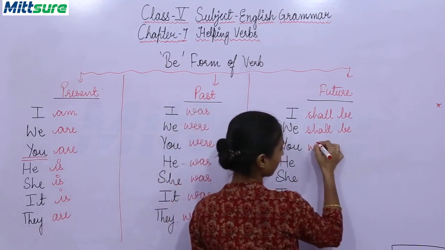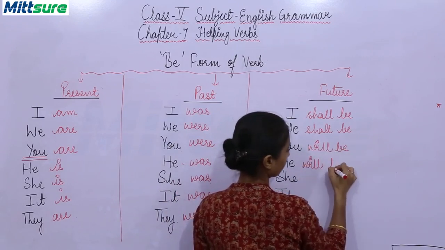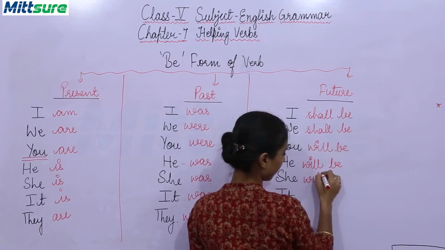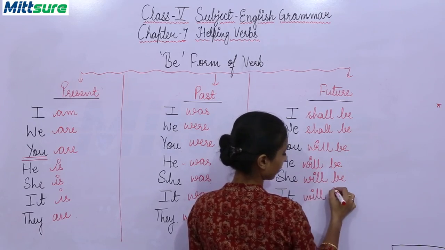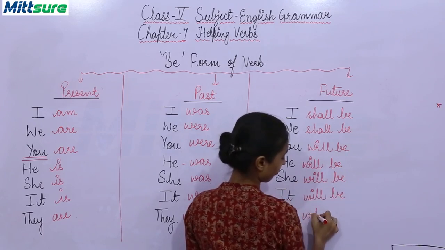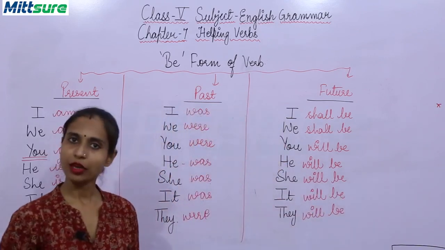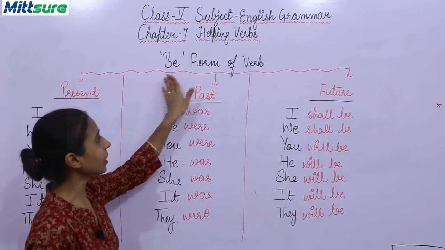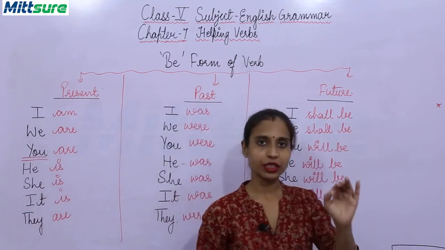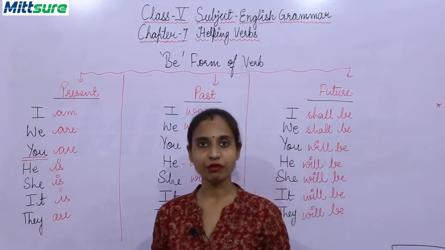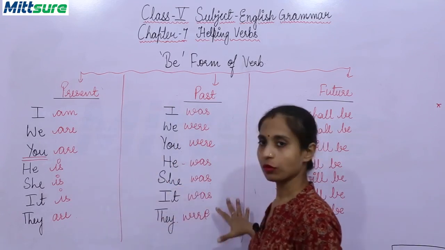You will be, he will be, and she will be, it will be, and they will be. I hope you have understood what are be form of verbs. Now, one more thing you need to understand about be form of verb. These are the pronoun subjects.